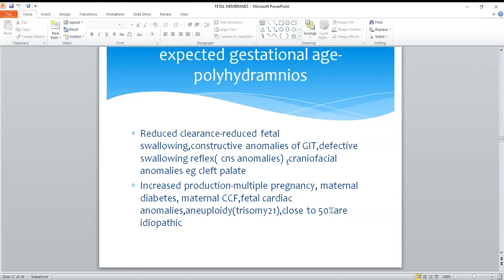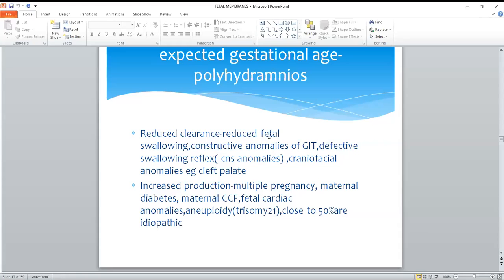So now we come to polyhydramnios. Polyhydramnios is a lot of amniotic fluid: poly is a lot, and hydra is still amniotic fluid. You're supposed to reason what can cause polyhydramnios. When you have reduced clearance, less amniotic fluid is being cleared, so you'll have a lot of amniotic fluid. And when you have increased production, you're supposed to reason what can result in increased production of amniotic fluid. Let's start with the reduced clearance.